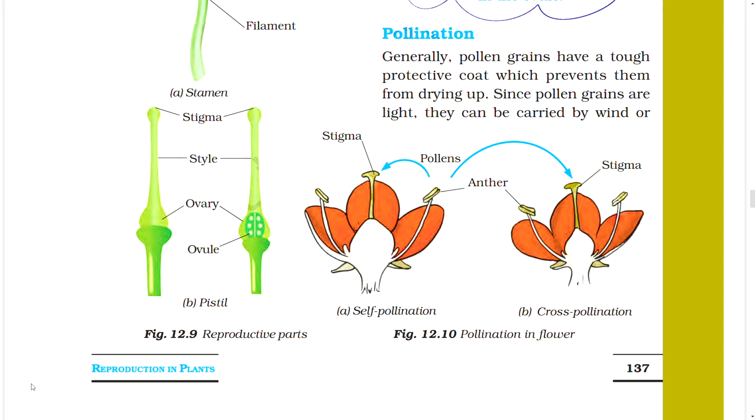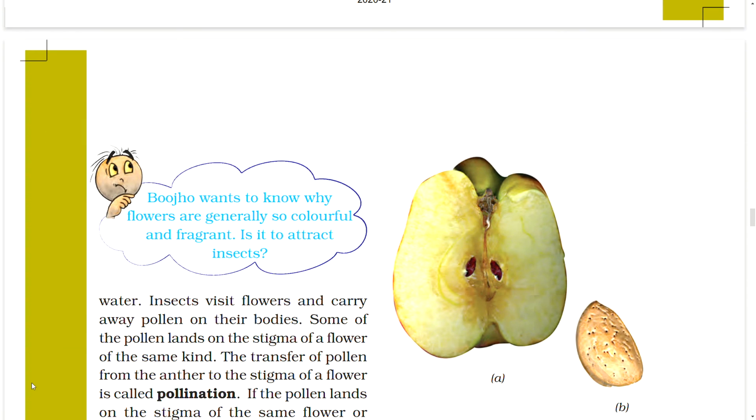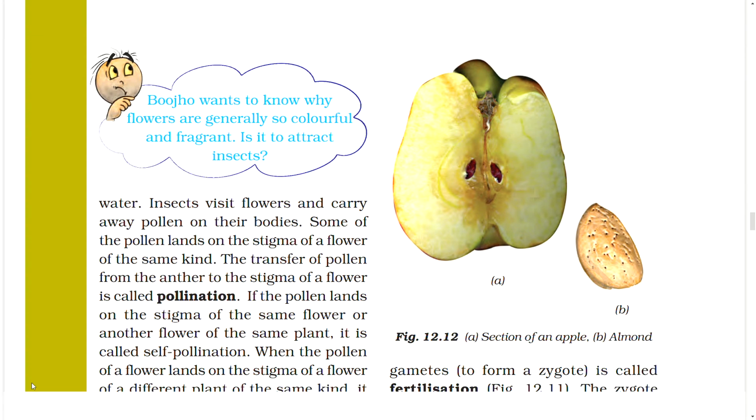Pollination. Generally, pollen grains have a tough protective coat which prevents them from drying up. Since pollen grains are light, they can be carried by wind or water. Figure: stigma, pollen, anther; A. self-pollination, B. cross-pollination. Pollination in flower. Bojo wants to know why flowers are generally so colorful and fragrant. Is it to attract insects?